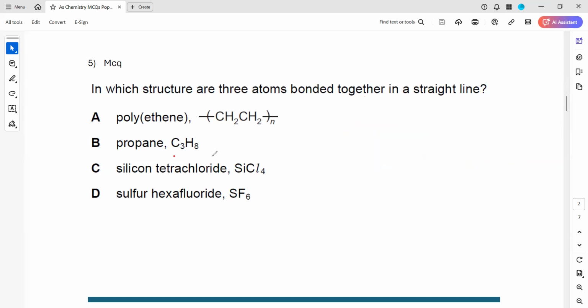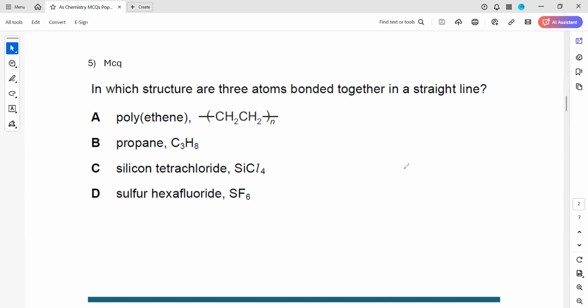When we check propane, same case for propane. Prop means 3 carbon and ane means a single bond is there between them and remaining hydrogens are attached. So each carbon is having a single bond. So whenever carbon is having a single bond, the bond angle will be 109.5. So none of the angles will be 180.